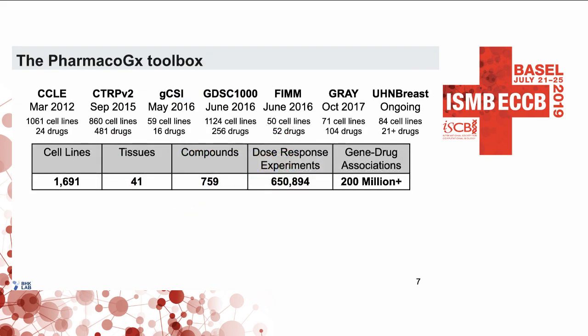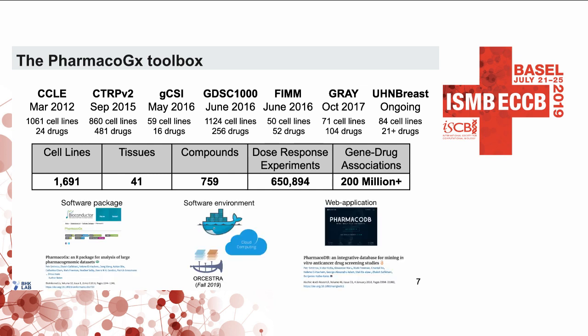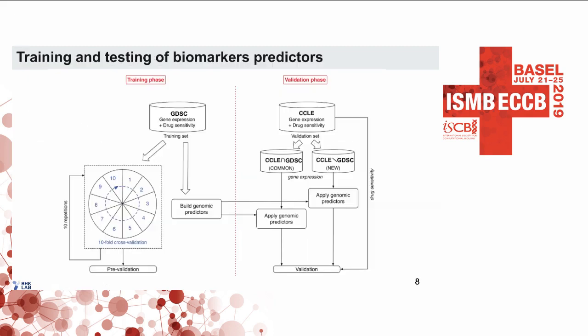So with PharmacoGx, we have a lot of curated and annotated datasets in the same standard way in hand: CCLE and CTRPv2 from the Broad Institute, gCSI from Genentech, GDSC1000 and other GDSC datasets from the Sanger Institute, FIMM from Finland, and GRAY, which is only a breast cancer dataset. We have all of them annotated and curated in the same way, so we can do a lot of meta-analysis with these datasets. You can have access to them through PharmacoDB, as Peter presented, and also through PharmacoGx, which is an R package that we use to do our analysis.